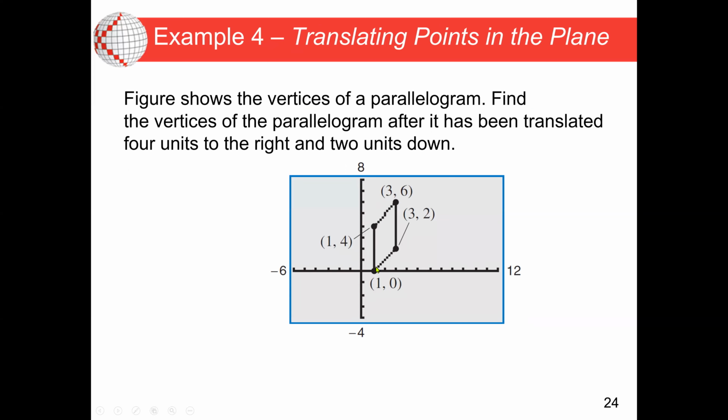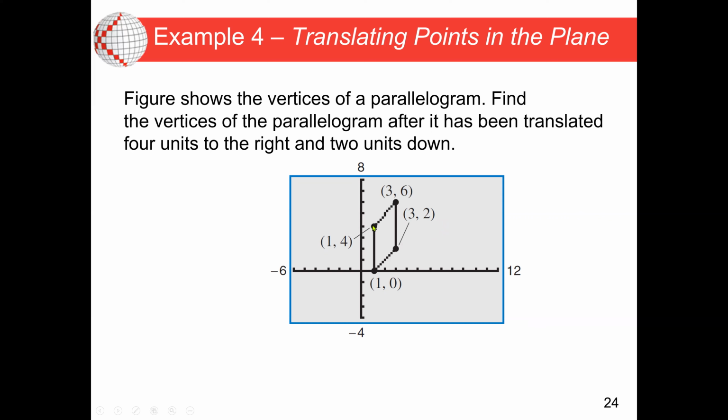They said the figure shows the vertices of a parallelogram. Find the vertices of the parallelogram after it has been translated 4 units to the right and 2 units down. So this means 4 units to the right. We have to translate all the points. So I'll take the first point, 4 units to the right means I'll move it on the x-axis 4 units. So from 1, it will be 5.